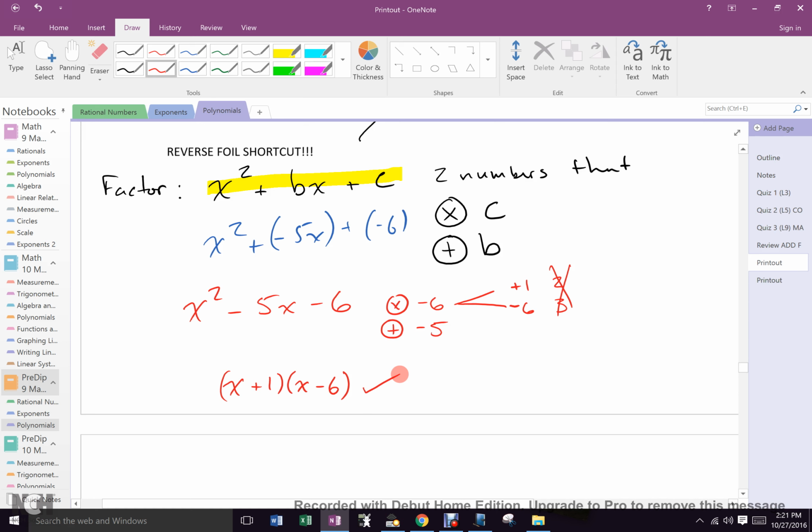Mr. Myers, would it be all right if I had x minus 6 and x plus 1? Of course. Is negative 6 plus 1 negative 5? Yeah. Is negative 6 times 1 negative 6? Yeah. Awesome. Mr. Myers, would it be all right if I had x minus 1 and x plus 6? No, of course not, because negative 1 plus 6 is positive 5. Everybody see?